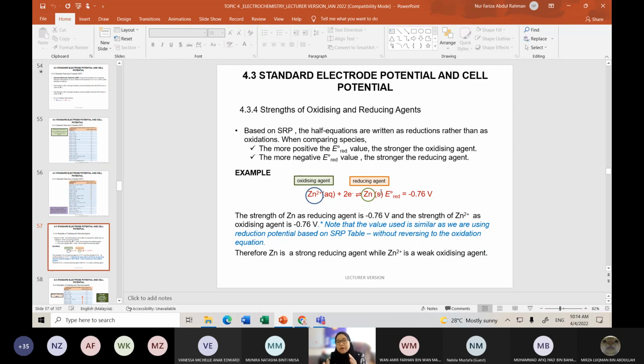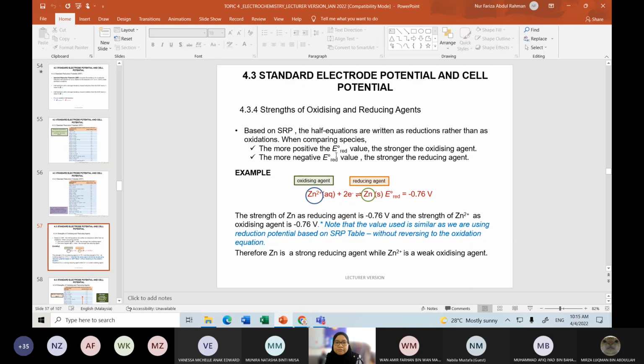Okay, so since we have these two in an equation, which one is a better oxidizing agent? Is zinc a better oxidizing agent or a better reducing agent? Kita tak tahu dia prefer yang mana sebenarnya. We are going to go based on the value negative 0.76. Just now yang kita dah remember, yang saya kata you have to take note on this one.